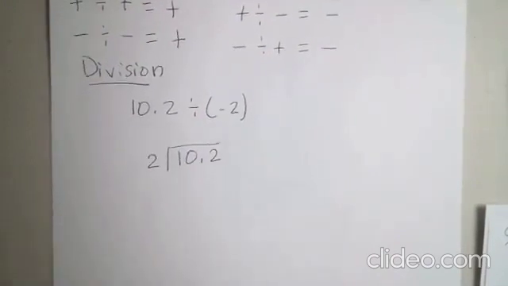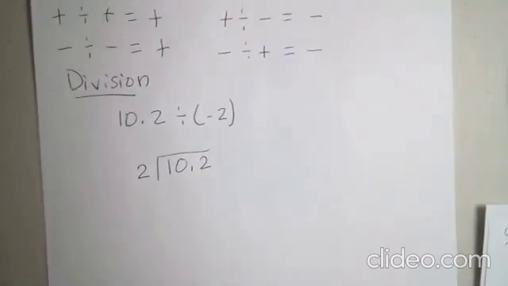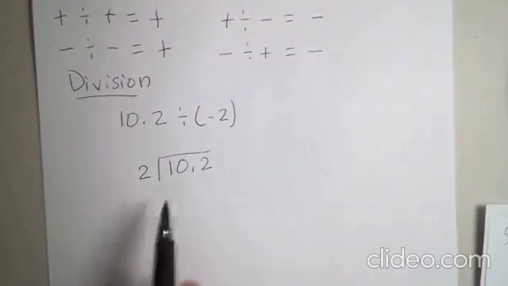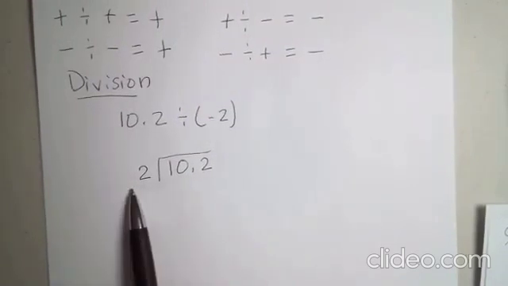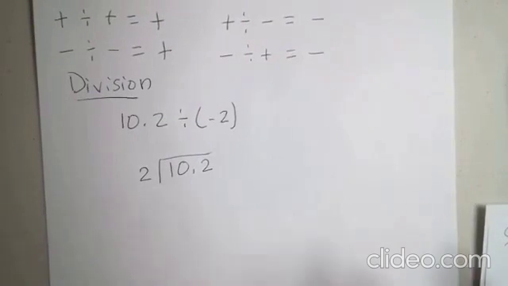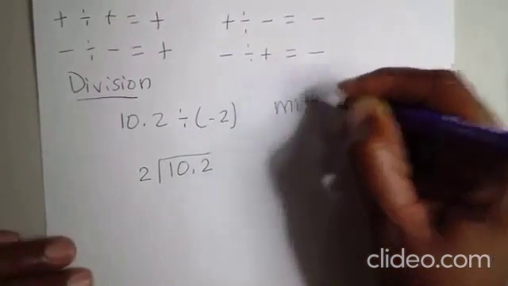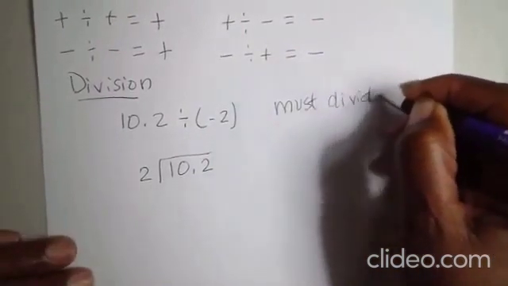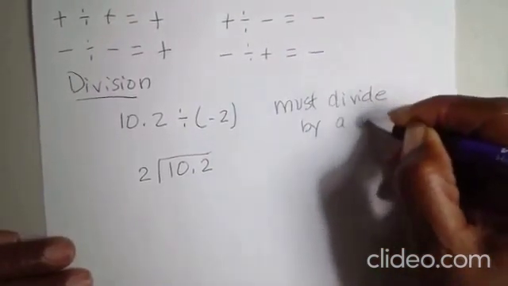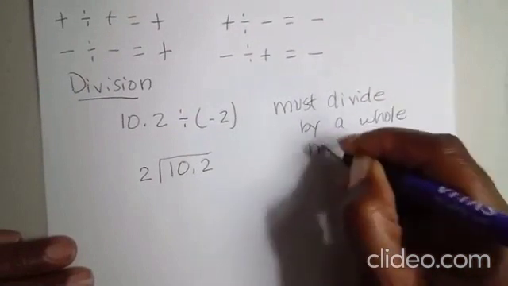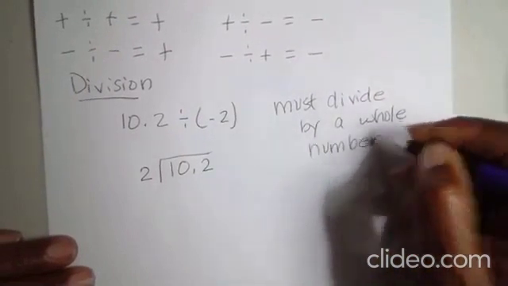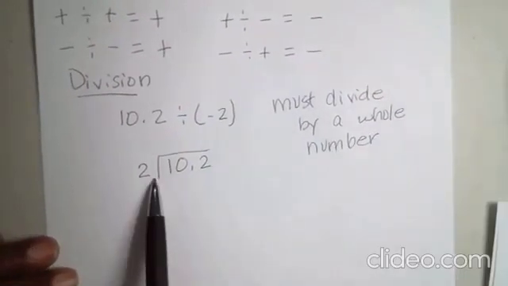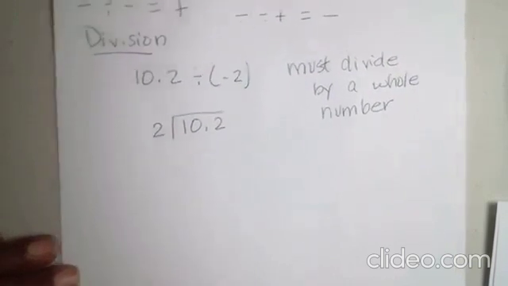In this case, when you're dividing decimals, you need to divide by a whole number. This example doesn't have a decimal in the divisor, but we'll do an example that does so you'll know. You must divide by a whole number. So if there's a decimal in the divisor, you need to move it enough places to get a whole number and the same number of places inside to make that one a whole number.